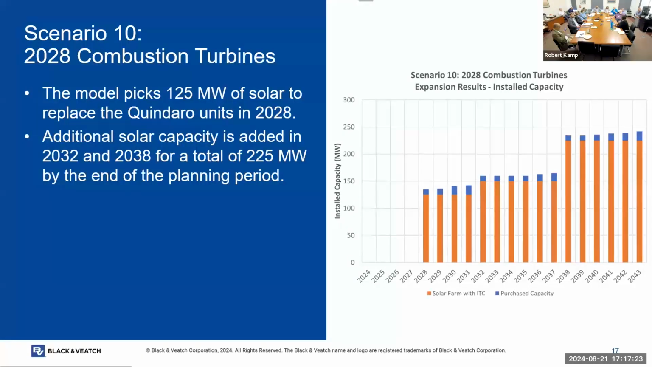In 2028, the model picks 125 megawatts of solar to replace those units and replace the firm capacity. I would also point out that the Quindaro units don't run very much. They're more of a reserve unit, where the solar units would be generating more energy on an annual basis. But really, the model is picking them not for their energy, but for the firm capacity. Additional firm capacity from more solar is added in 2032 and 2038, so a total of 225 megawatts of solar is added, as compared to 75 megawatts in the base case.